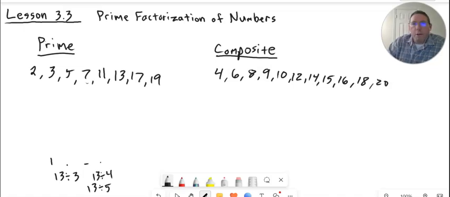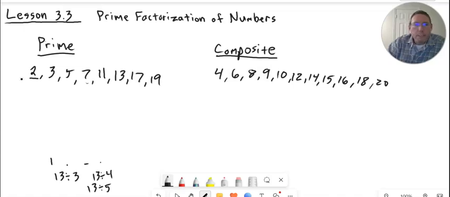Let's stop there. I want you to notice something. Every even number other than 2 is composite. So 4, 6, 8, 10, 12, 14, 16, 18, all composite. Why? All even numbers are divisible by 2. 2 is the only even prime number. All other prime numbers are odd numbers.